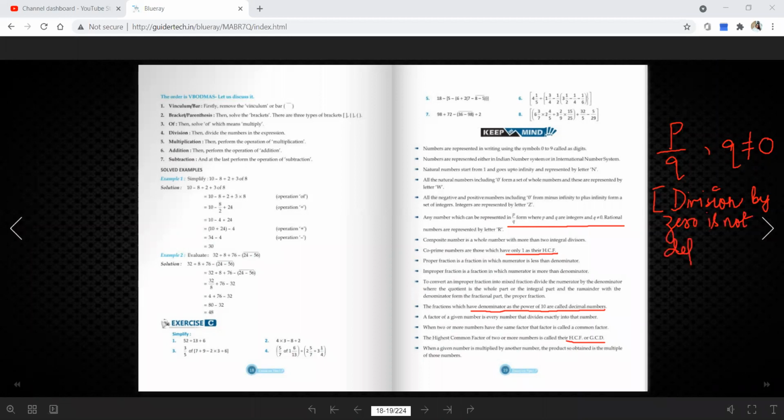Like 9 by 0, that will be not defined. If we write 9 by 0, it never gives any answer. It is totally abstract.